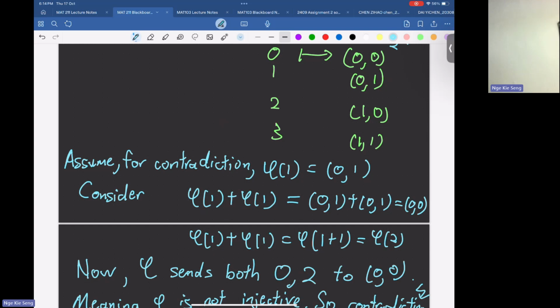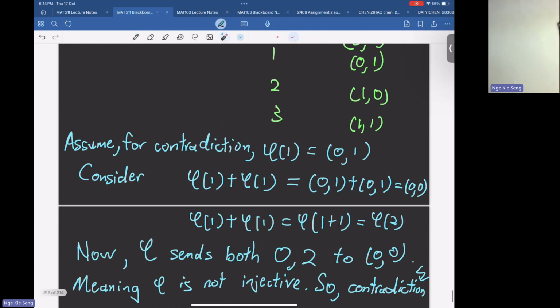Okay, then we send to 1, 0. What happened? Can you imagine if I replace this number with 1, 0? And then we got 1, 0 plus 1, 0. Again, 0, 0. Again, P2 gets into 0 again. Again, contradiction. If I send to 1, 1, also the same.